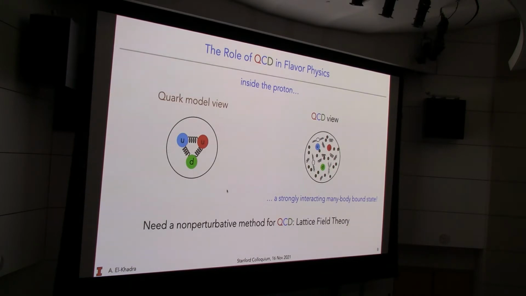The actual QCD view of the proton is as a strongly interacting many-body bound state, which is, of course, a theoretical problem that is difficult to solve, and this is where lattice field theory comes in. The structure of the proton is really fascinating, and we're still understanding it both experimentally and theoretically better and better. And there are, in fact, a new class of lattice calculations that are being developed to provide a more detailed understanding of proton structure, including spin and transverse momentum distributions. I'm not going to talk about that at all here.